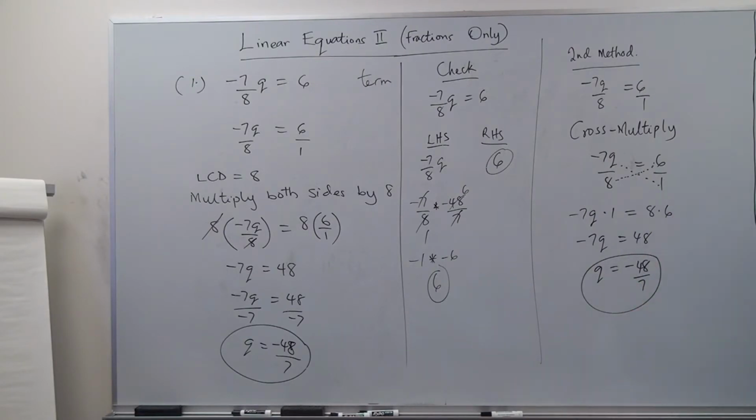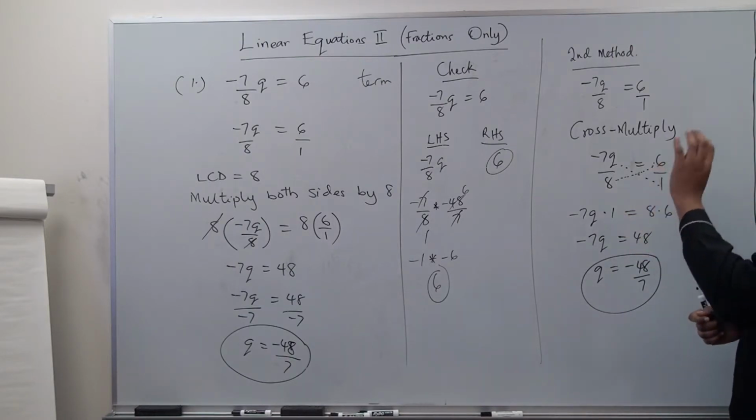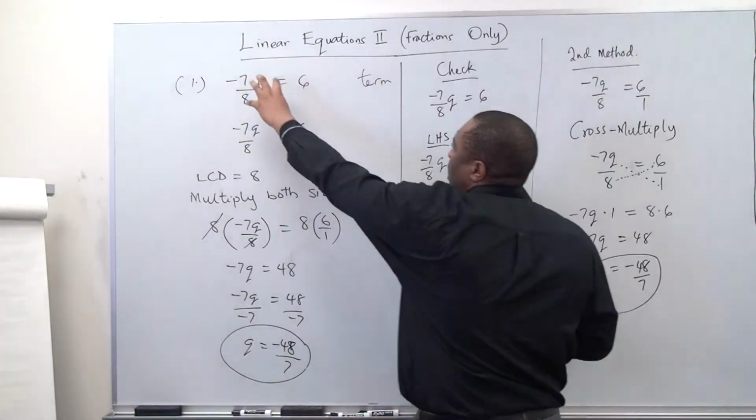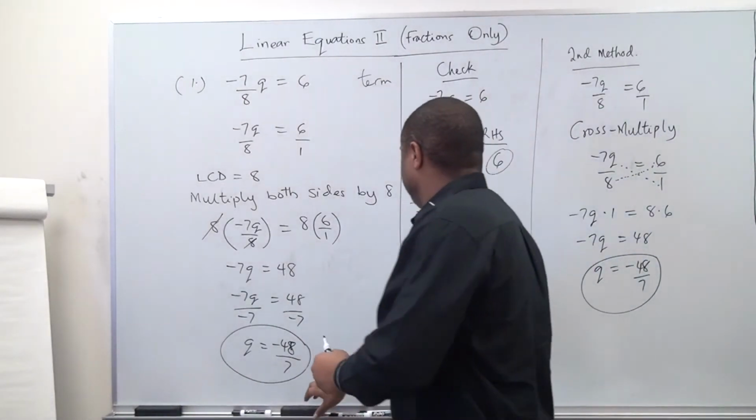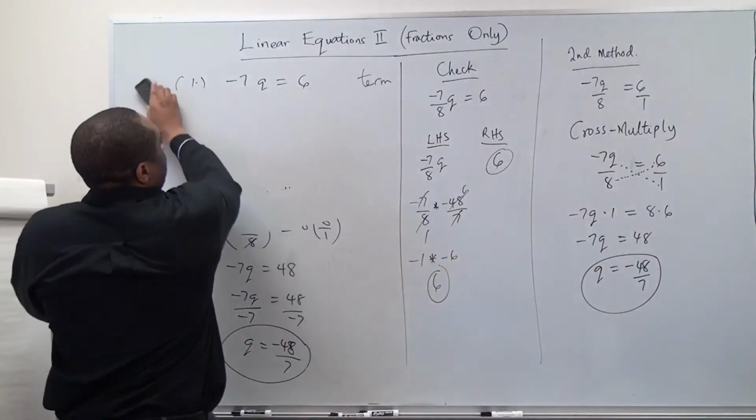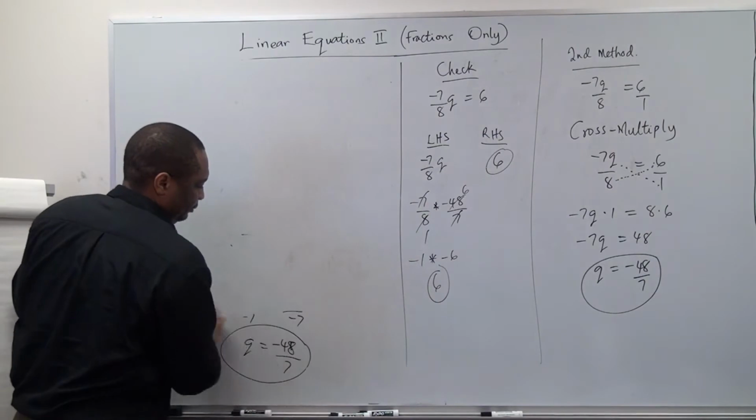But when you have two or more terms on either the left or the right, you can't just go straight and use cross product. You have to make sure that the two or more terms that you have on the left or on the right become a single term. You have to make sure that you have only one term on the left and one term on the right. I will show you an example. Let's do number 2.